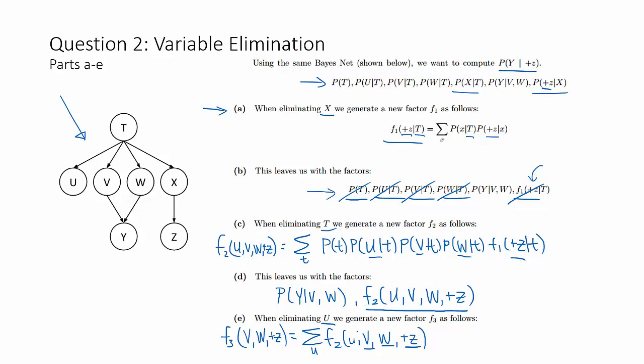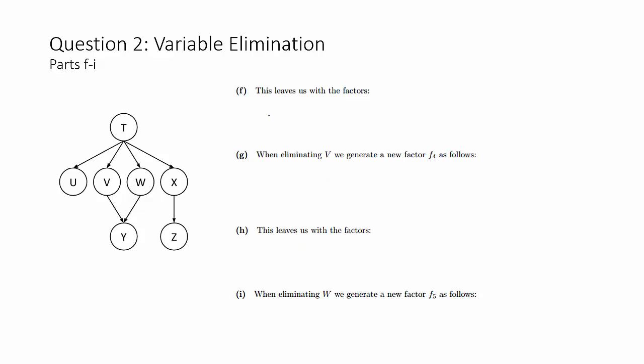With regards to the factors we have left, we remove f2 and we add in f3, and we're left with 2 factors, p of y given v, w, which we didn't use, and f3 of v, w, and plus z.